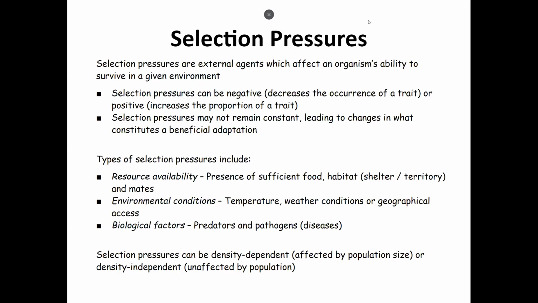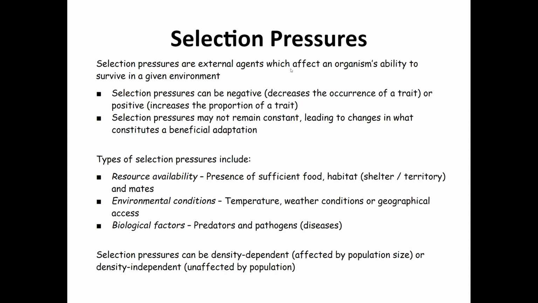In this video, we will look at selection pressures. Now, selection pressures are external agents which affect the organism's ability to survive. So they can be positive or negative. Positive means that we have an increase in the trait, and negative means we have a decrease in the trait. Just think about those beetles before. Positive, we're going to have more of the brown beetles, but negative, we're going to have less of the green beetles.